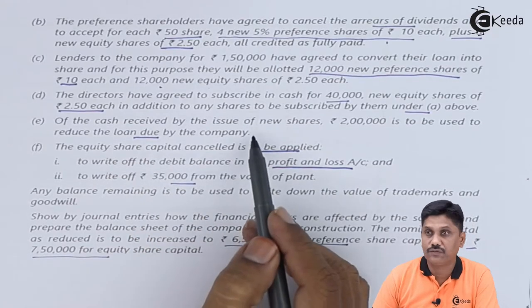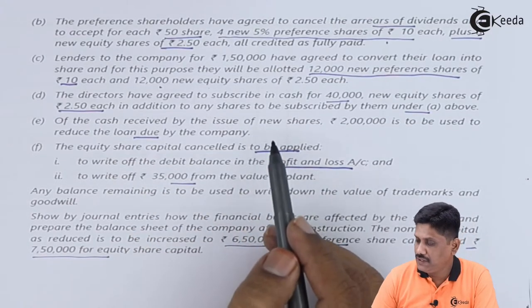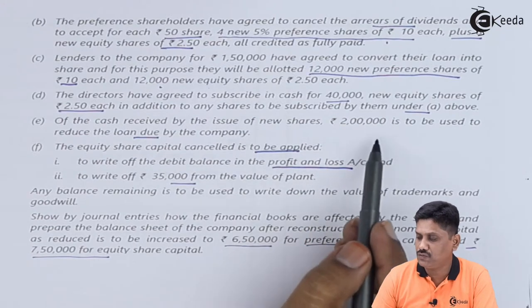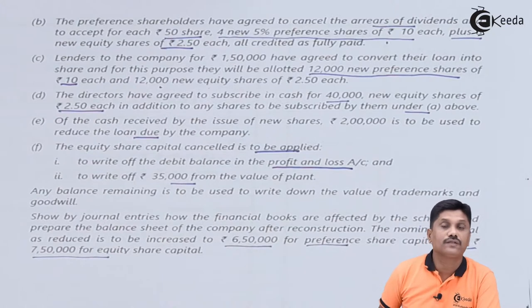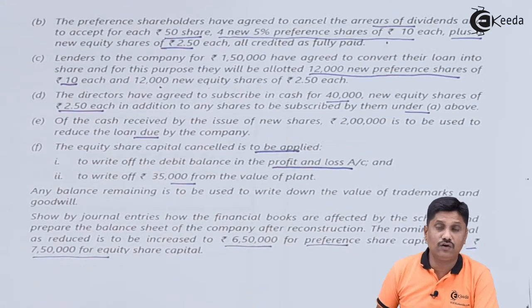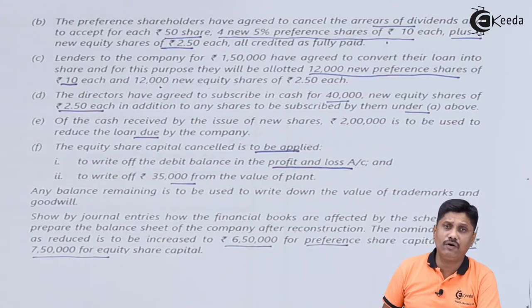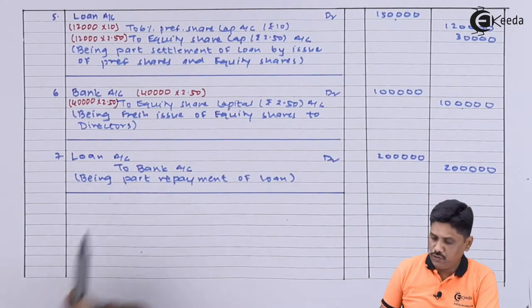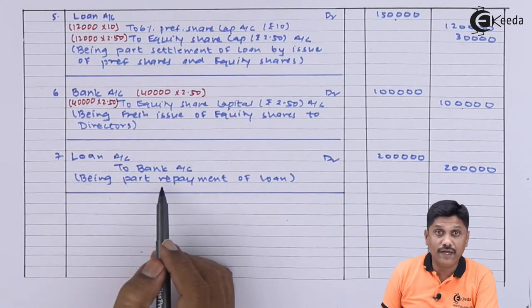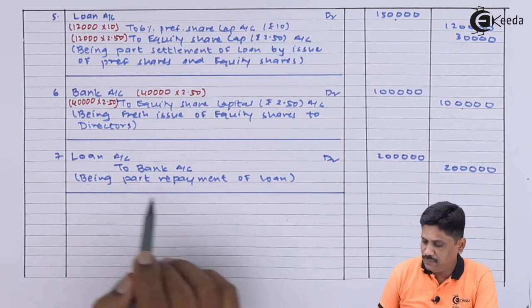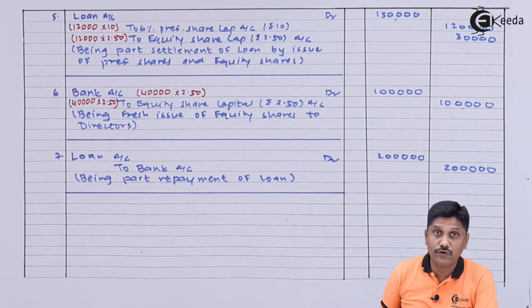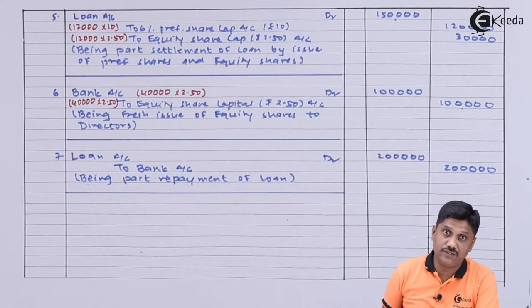Of the cash received by issue of new shares, rupees 2 lakh is to be used to reduce the loan due by company. So a loan of 2 lakh rupees must have been repaid. We must have refunded loan amount of rupees 2 lakhs. So my entry will be very simple. Loan account debit to bank account. Friends, you can notice the entry. Loan account debit to bank account. Loan is repaid. So your narration is being part repayment of loan rupees 2 lakhs. Let's see the next transaction.